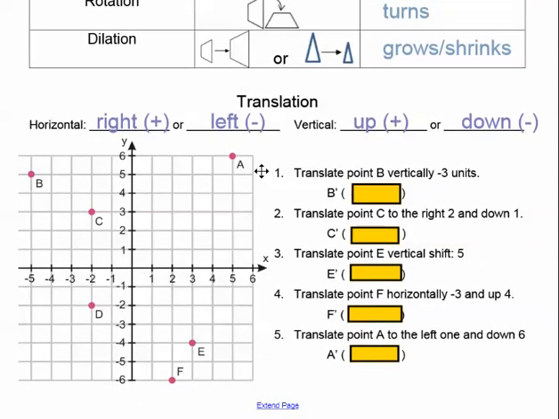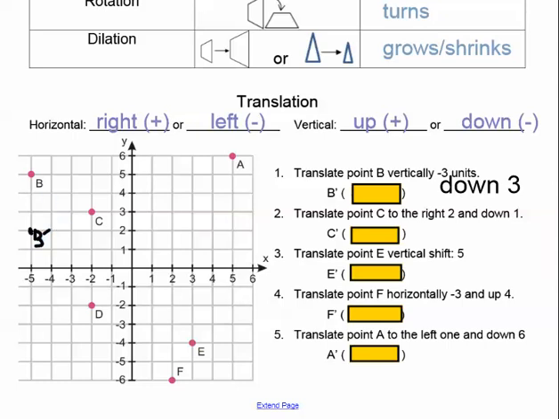Let's say they want us to translate B vertically -3. Well, guys, if they said vertically -3, that means down 3, right? Vertical means up and down. -3 means we're going to go down. So we find point B is right here. And we're going to go down 3. 1, 2, 3. We label it. And now, to keep it separate from B, we're going to call it B, and then don't forget the prime. We call it B prime.